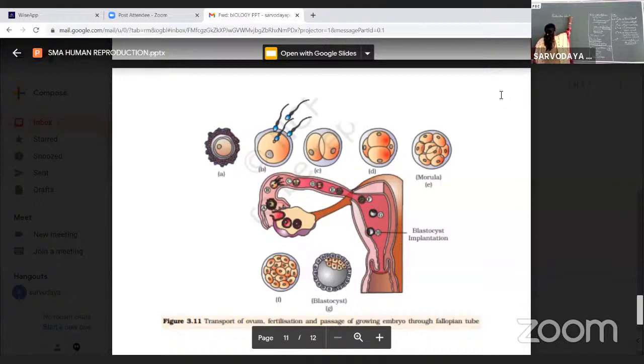Parturition and lactation. So what is the meaning of parturition? It is nothing but delivery of the baby. So after the fetus is fully formed, what is going to happen? It is going to be delivered. So this process is what you call the parturition process.